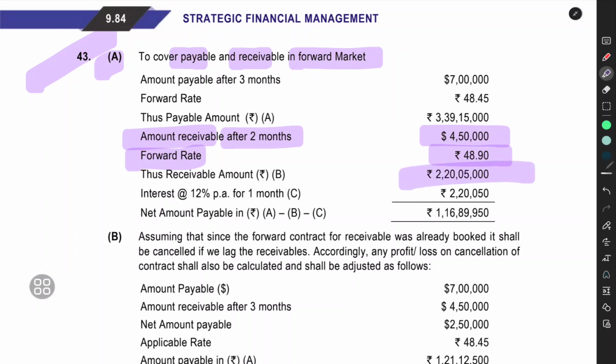48.90. So I got 2 crore 20 lakh 5,000. This is the rupee equivalent. I've successfully hedged the receivable. Okay, chapter closed. Then no, there's one more point here which we also did, the interest part.